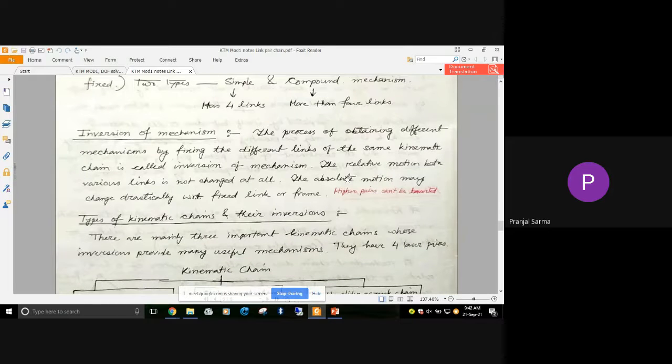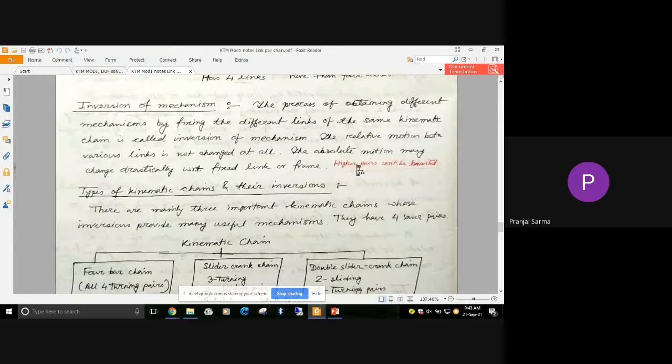Now, in one of the classes we have discussed inversion of mechanism. We have said that inversion is the process of obtaining different mechanisms out of the same kinematic chain. One link definitely we have to fix for getting the inversion. We fix different links from the same kinematic chain, one at a time, and we get different mechanisms. That process is inversion of mechanism.